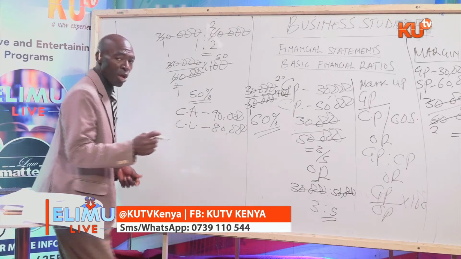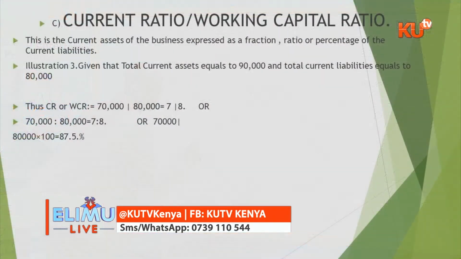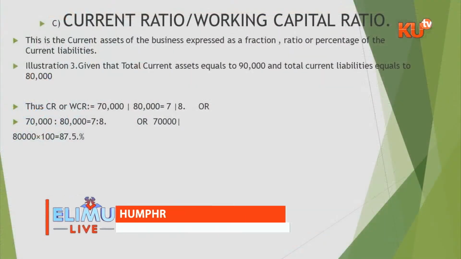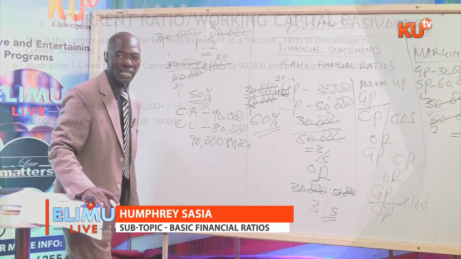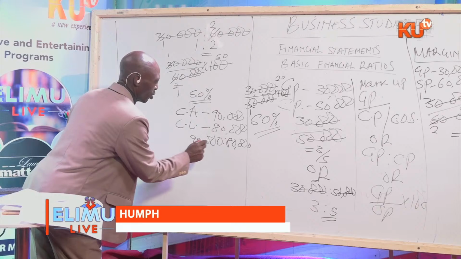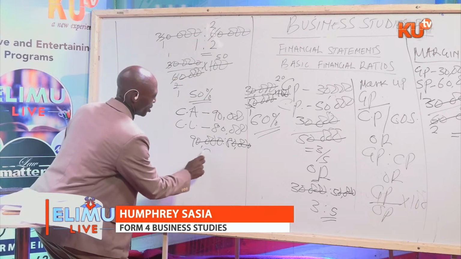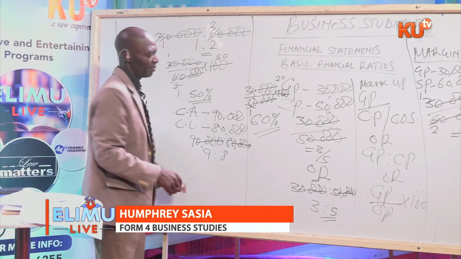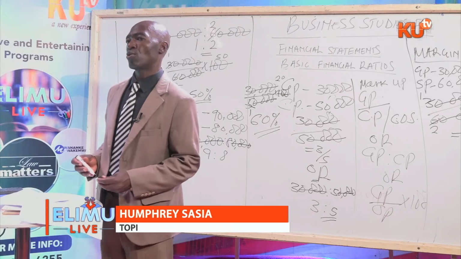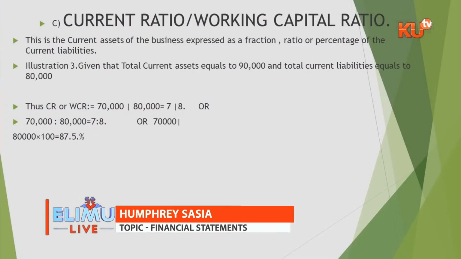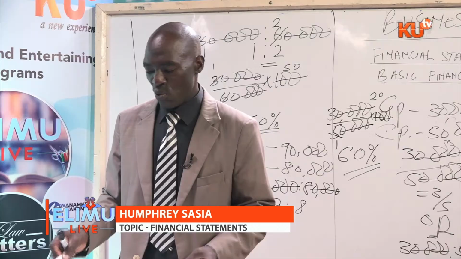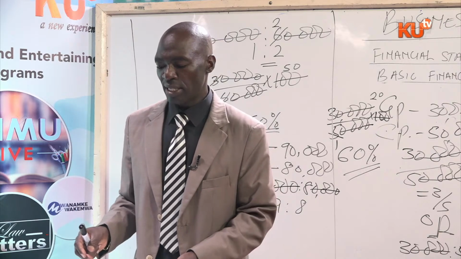So in this case, we can say 90,000 is to 80,000. Now, if we cross out these four zeros, this is 9:8. That is the ratio. And then we can also look at it as a percentage.